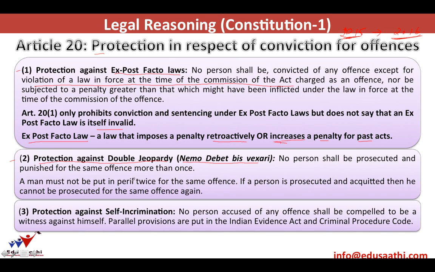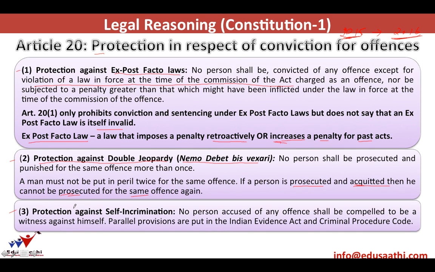A man must not be put in peril twice for the same offence. If a person is prosecuted and acquitted, then he cannot be prosecuted on the same offence again. It says if you are prosecuted and then acquitted by the court, you cannot be prosecuted on the same offence again. So if somebody takes you to the court and you are acquitted on the offence, the same person cannot approach any other court on the grounds of the same offence, because you were acquitted. That is, you were given a clean chit by the court. You were held not guilty.